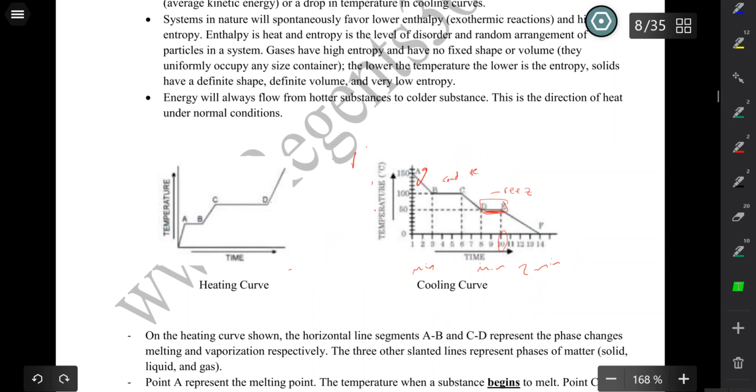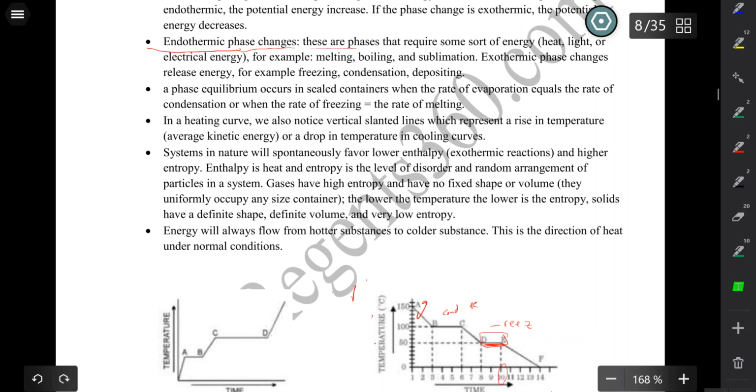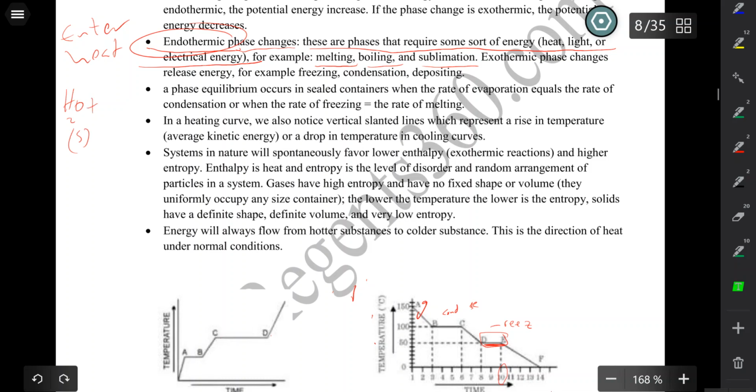A heating curve obviously requires heat, and if something requires heat, we say that that's endothermic. Endothermic phase changes are phase changes that require some sort of energy: heat, light, or electrical energy. For example, melting, boiling, sublimation. These are all endothermic because they require heat. Think of endothermic as enter heat. So if I was to represent this in an equation or a reaction, I would say H2O solid, for ice, plus heat will yield H2O liquid.